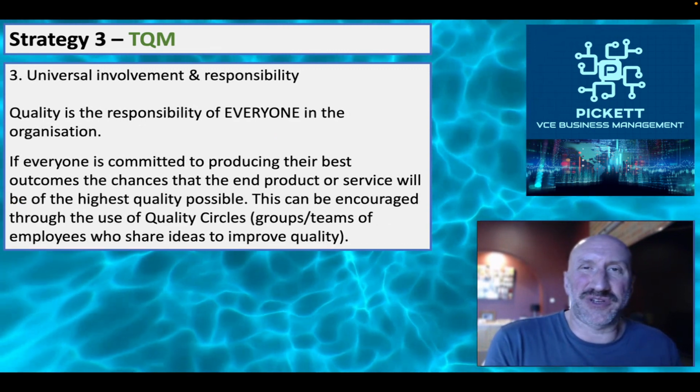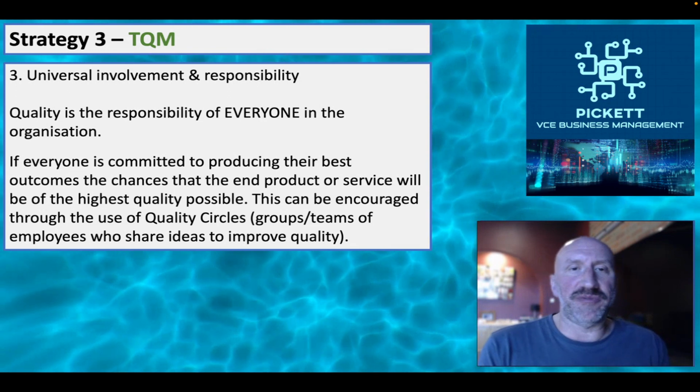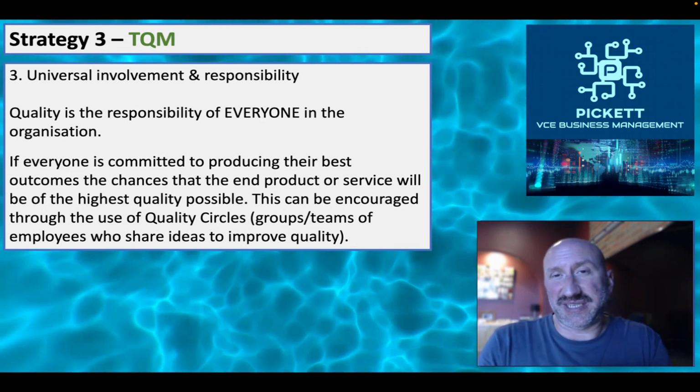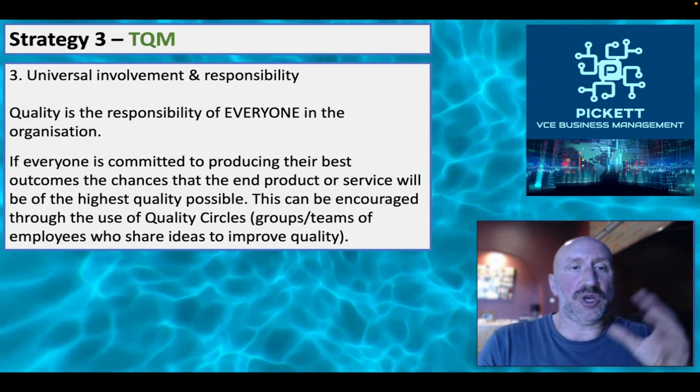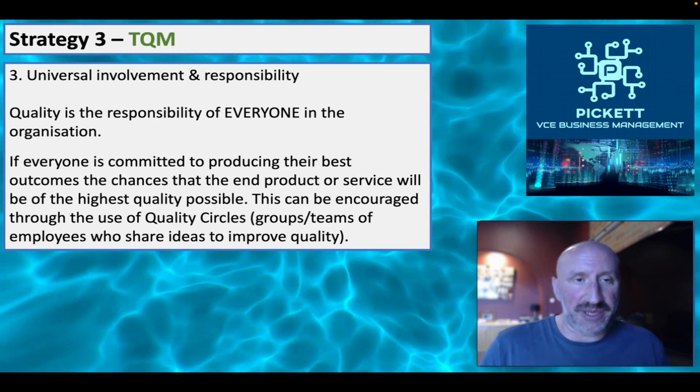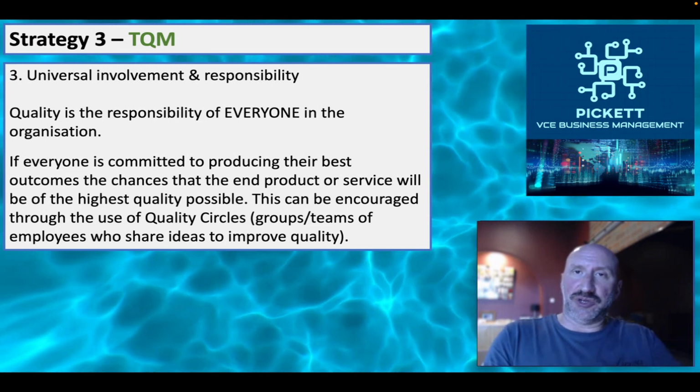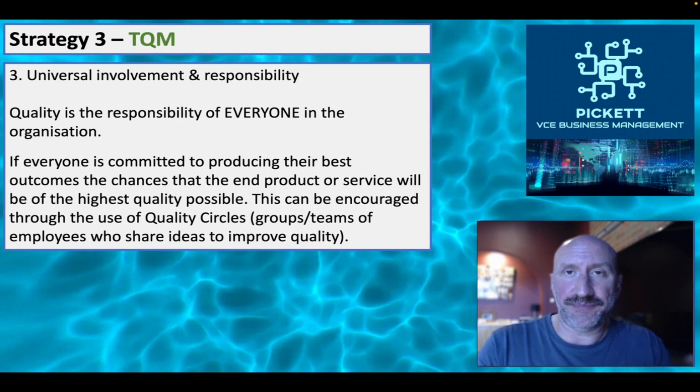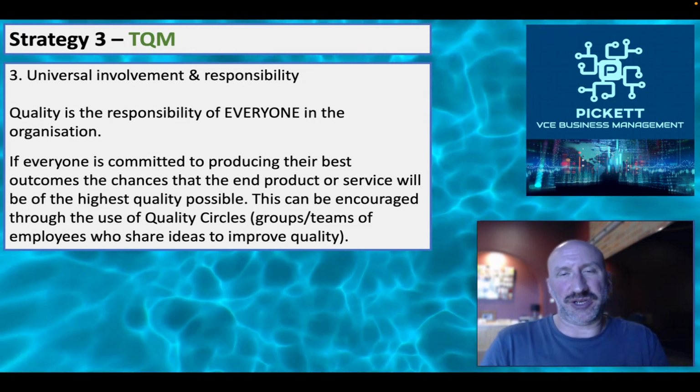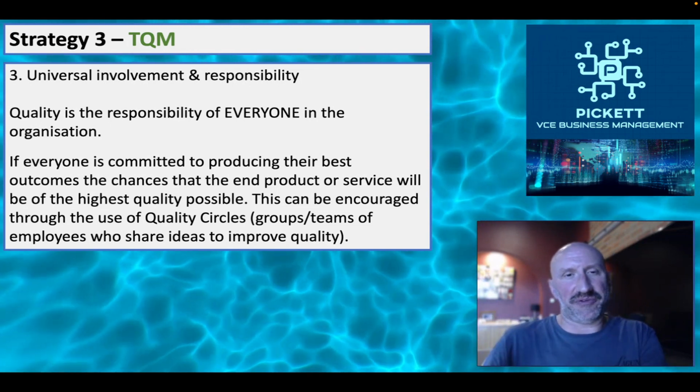Final one, again, like the first one, very simple. Universal involvement and responsibility. I said this at the beginning of TQM. Quality is the responsibility of everybody in the organization. Go back to QC. That's really a production thing. QA is really focused on production as well, but it might touch on a couple of other areas.